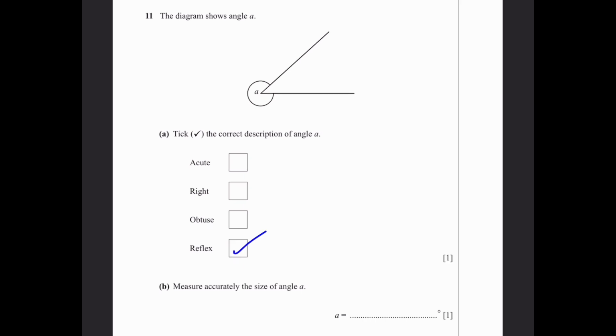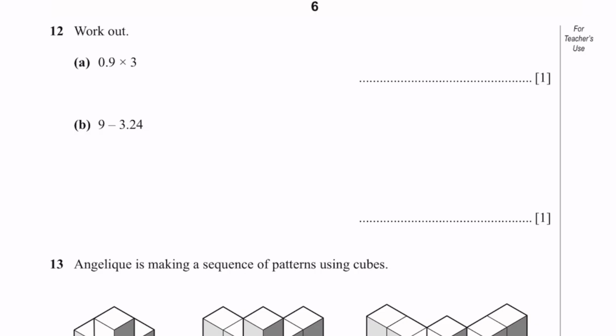B. Measure accurately the size of angle A. This angle when we measure is actually 43 degrees. So A is equal to 360 minus 43, and that's equal to 317 degrees. That's the answer.